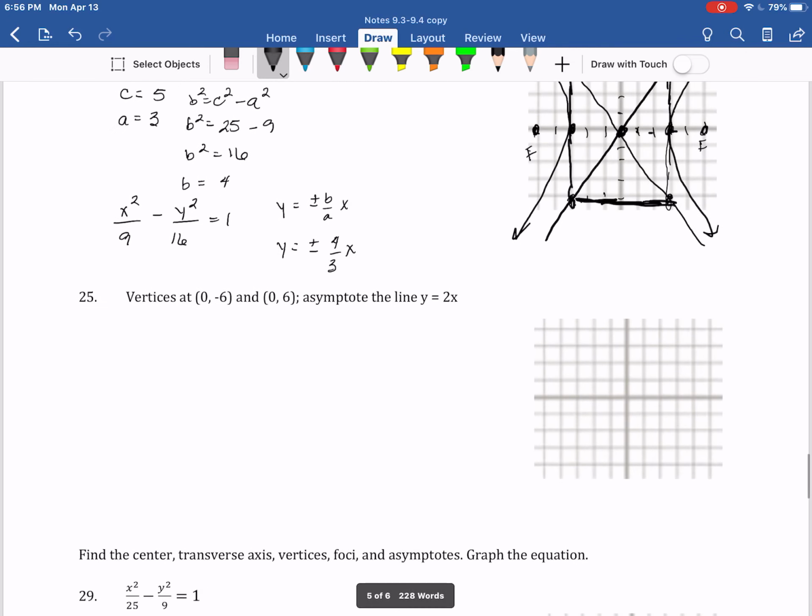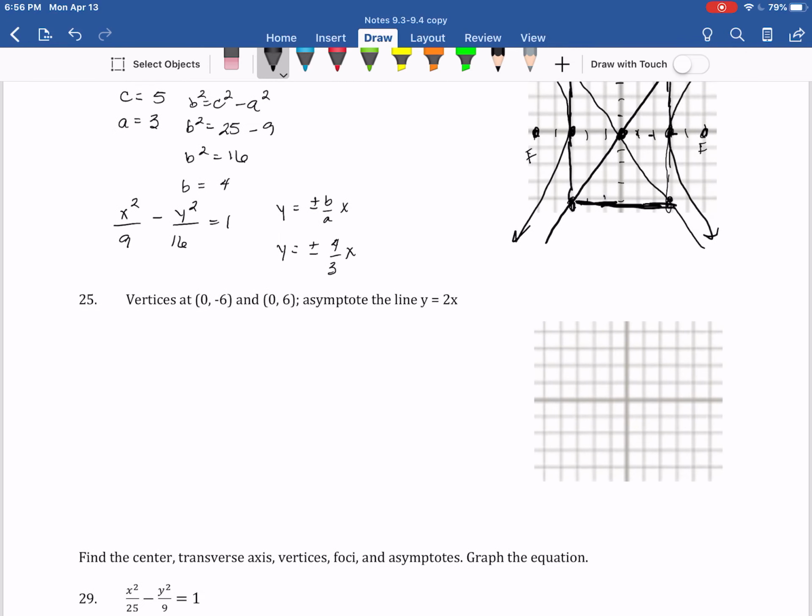The next example is going to give you vertices at (0, -6) and (0, 6). And I didn't give us enough space to scale this by 1s, did I? So let's go up by 2s. So (0, 6) is going to go 2, 4, 6 as a vertex. And then down 2, 4, 6, there's a vertex. And this time we have the asymptote line y equals 2x. y equals 2x is an asymptote. Therefore, y equals -2x is also an asymptote, in case you were wondering. Think of that as 2 over 1, -2 over 1.